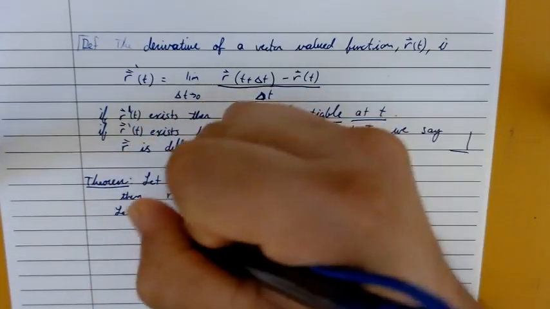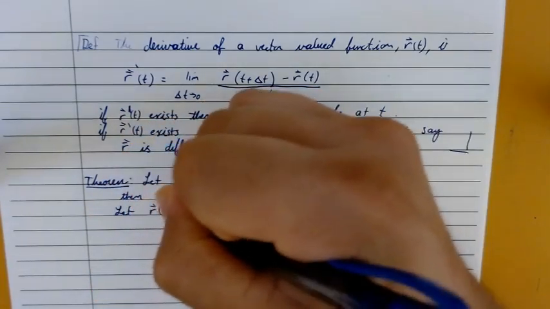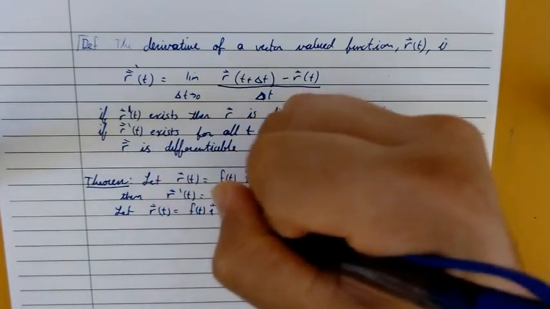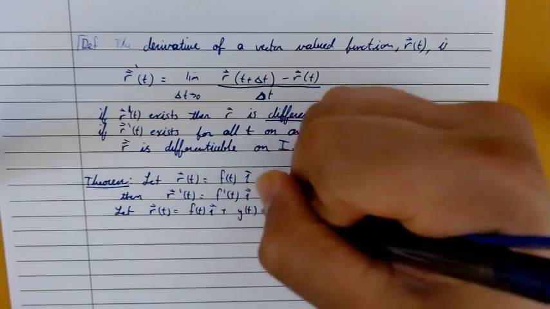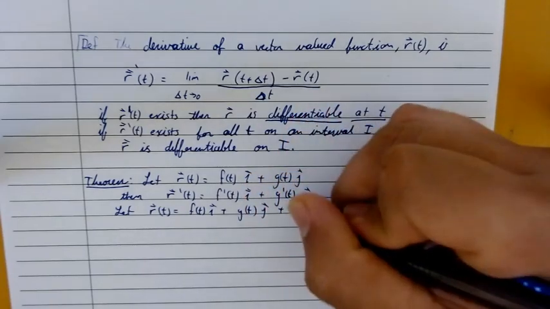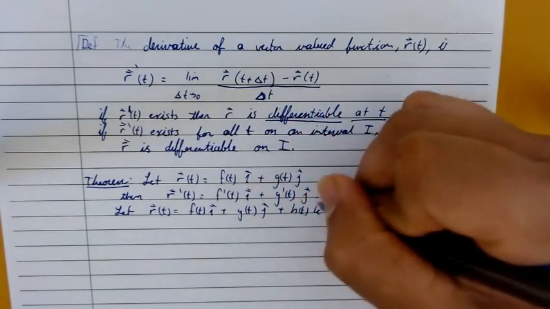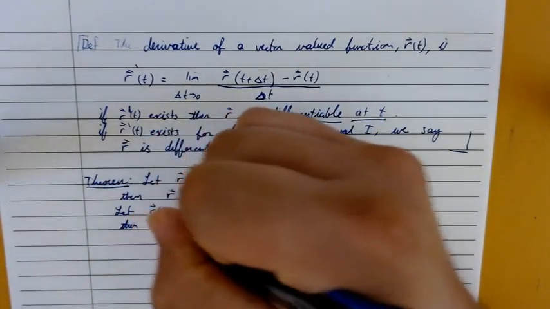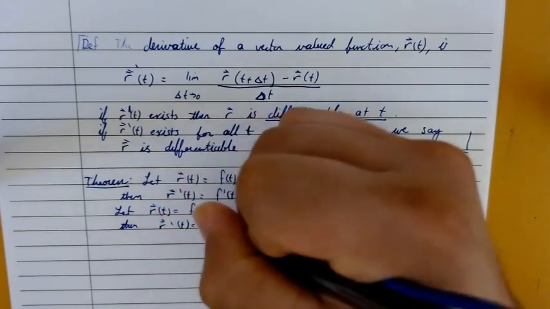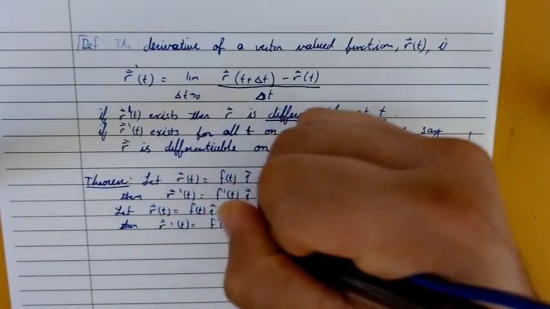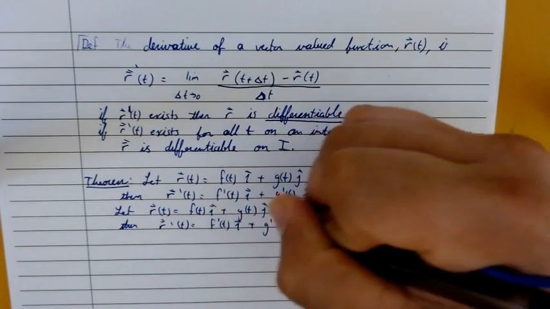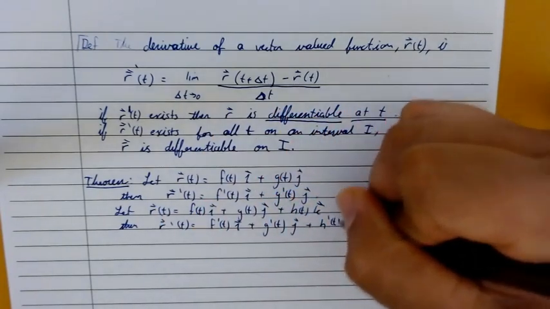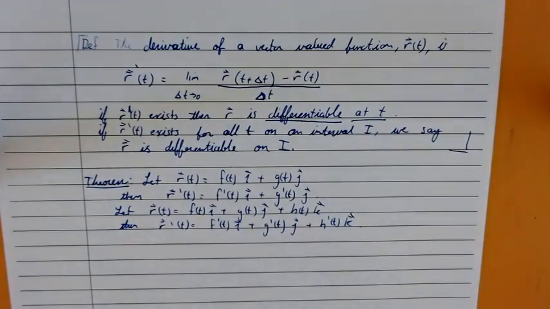So let R of t be given by f of t i plus g of t j plus h of t k. Then R prime at t is simply given by f prime at t i plus g prime at t j plus h prime at t k.